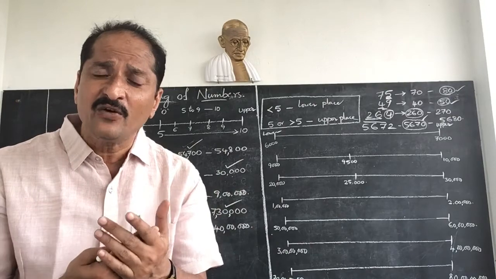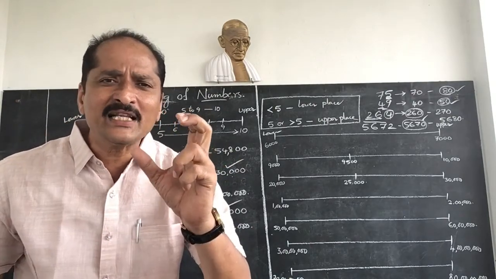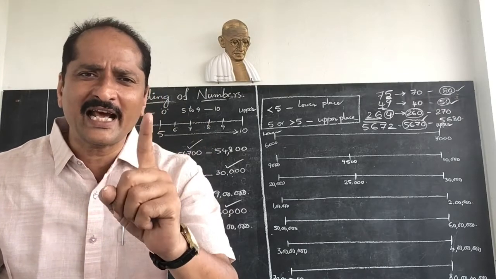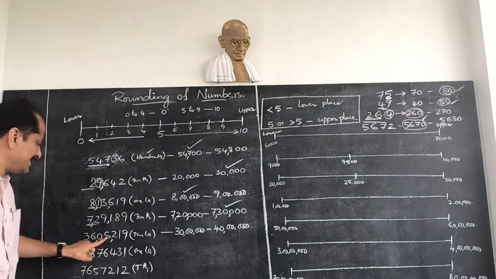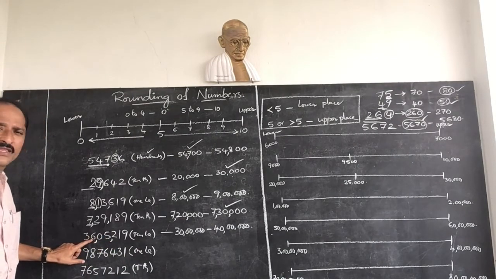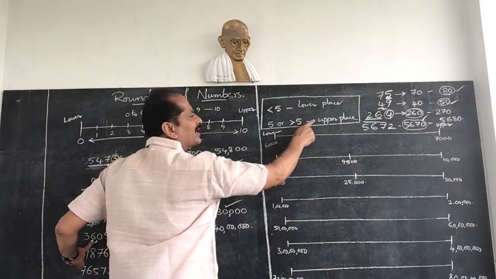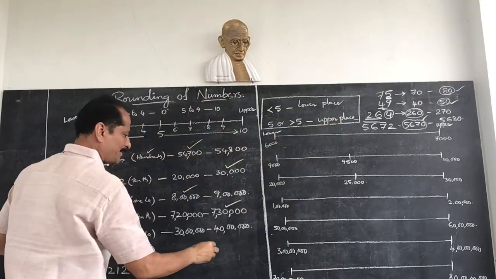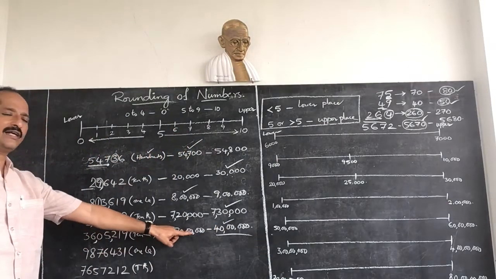So for that we should see next lower than 10 lakhs place. Next lower than 10 lakhs place is 1 lakhs place. Digit in 1 lakhs place is 6. 6 is more than 5. So write to the upper place. Now what is the upper place? 40 lakhs. So it should be rounded to 40 lakhs.